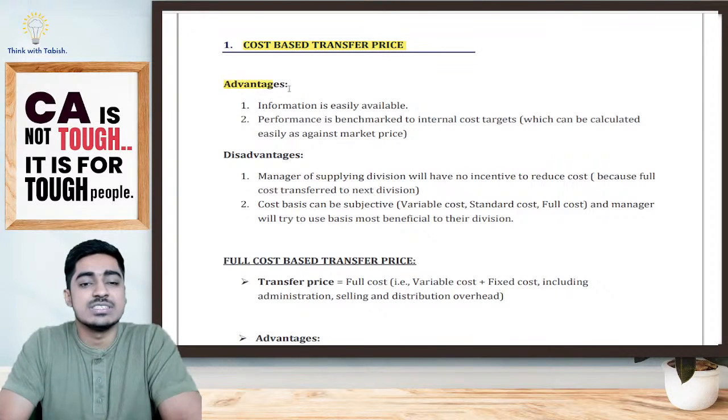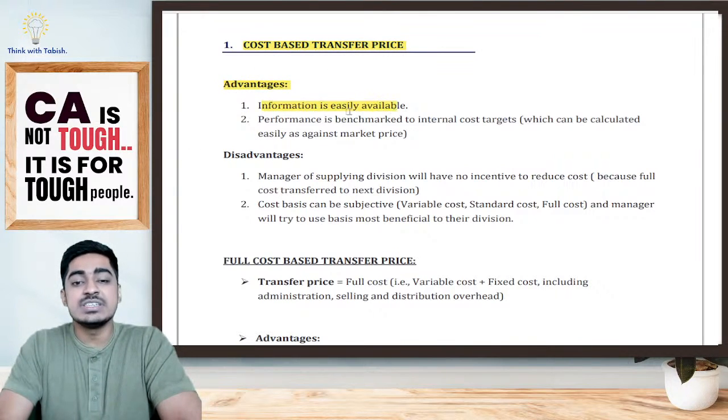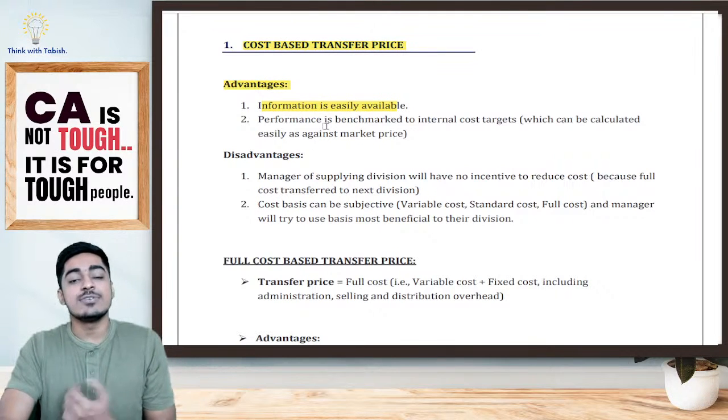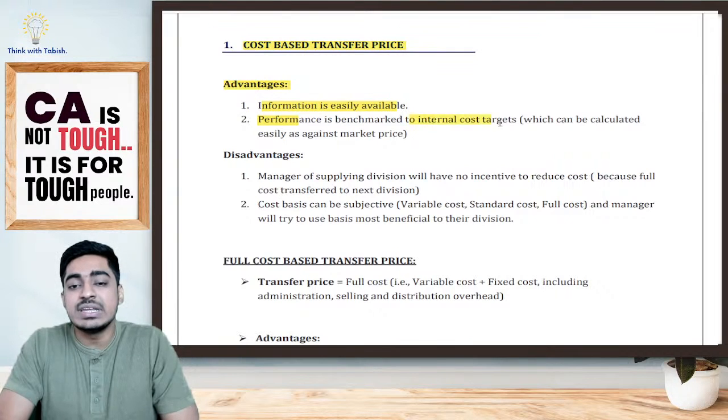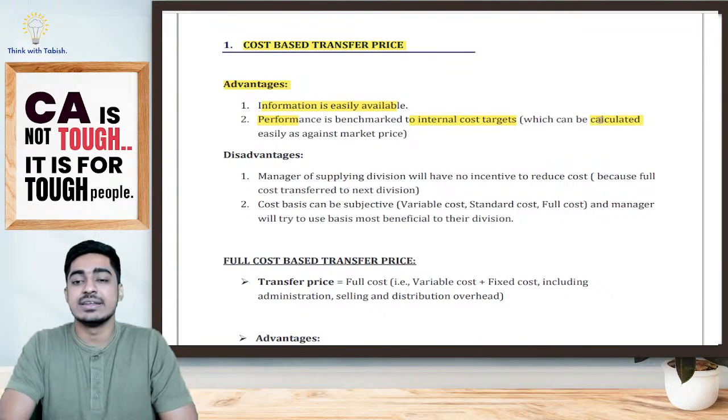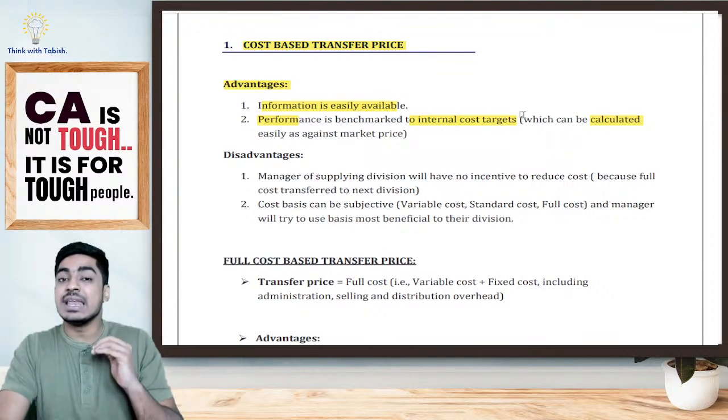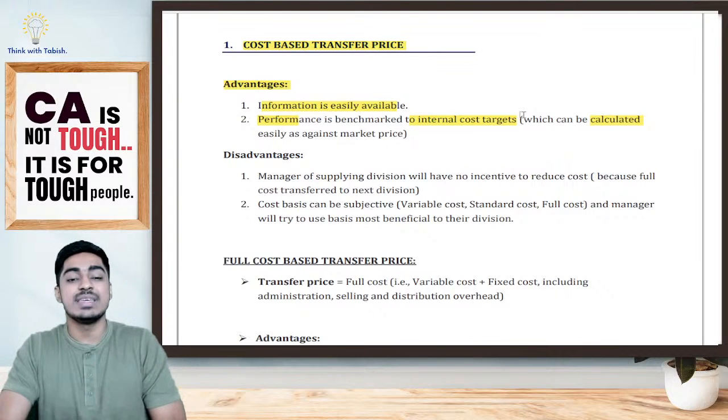Cost based transfer pricing. What is the advantage? Information is easily available because it is our cost. Performance is based on benchmark to internal cost targets, which can be calculated. All these benchmarks can be calculated because all these are internal, not something external.